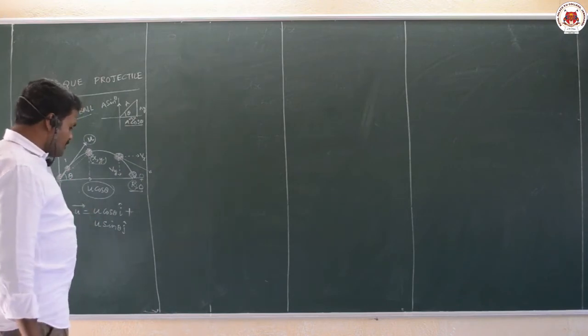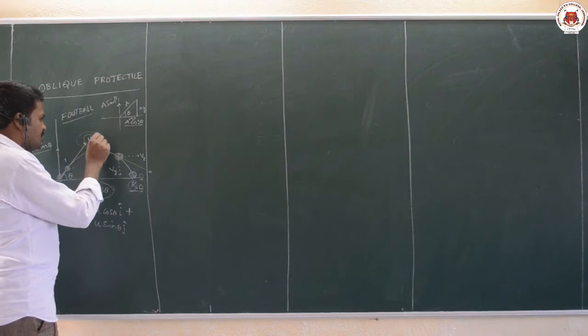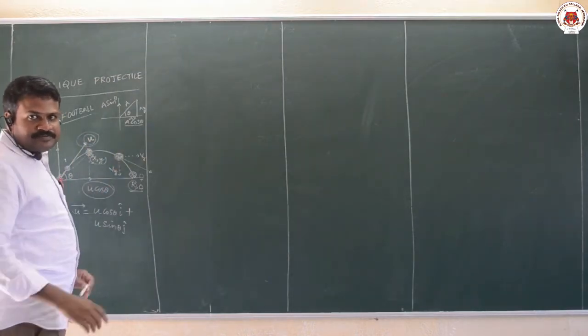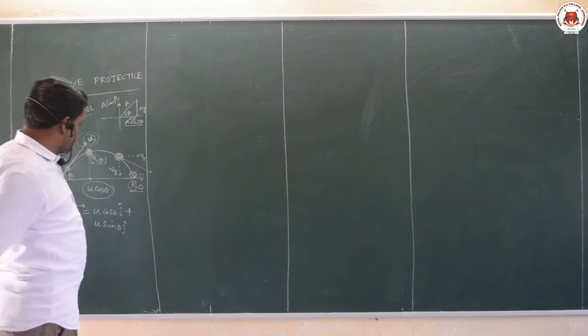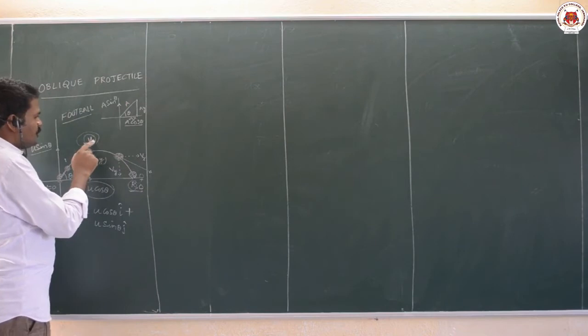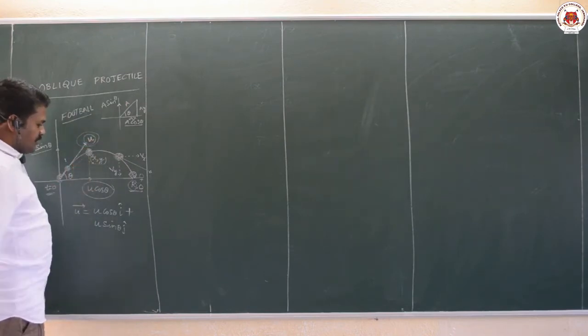That is the definition of projectile. The projectile which I have chosen, I have given a velocity u making an angle theta with the horizontal, like a shot put throw. Now this velocity I can resolve into two components. This will be u cos theta, this will be u sin theta.